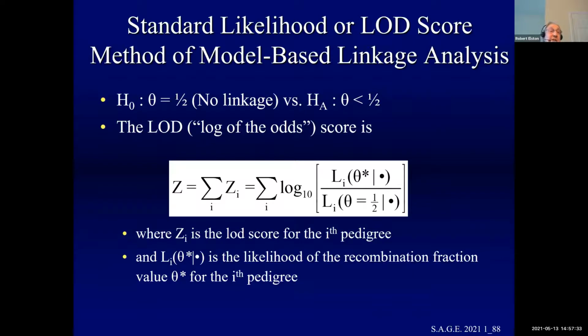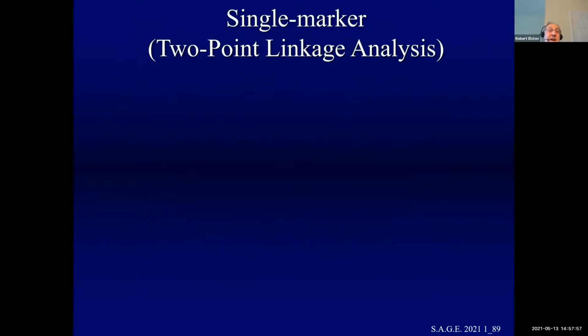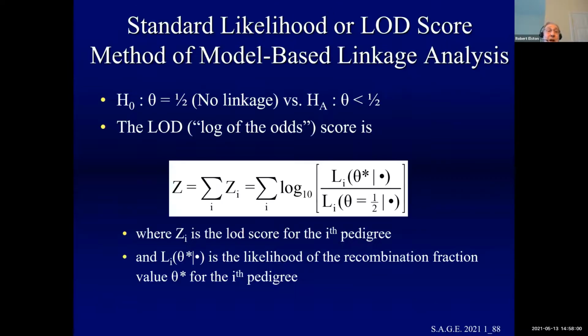Okay, and the likelihood for a theta star given the data is the likelihood of the recombination fraction when you stick in theta star for the ith pedigree. Now, you'll notice that this thing called log of the odds is a likelihood ratio. It's put to base 10 so people can understand it better. That was the idea. But why was it called a log of the odds when it's a likelihood ratio? Because those two things are different.